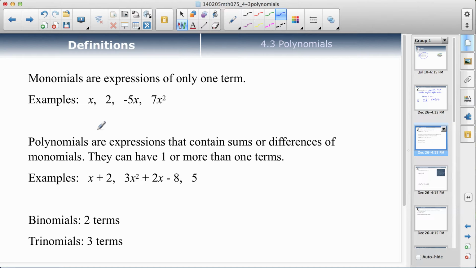So we've also given some names to some of the things. Typically a monomial is an expression that only has one term in it, like x, or 2, or negative 5x, or 7x squared. Each of those by themselves would just be a monomial. A binomial is one where you'd have two terms, like there's a binomial right there. A trinomial is three terms. Looks like that's a trinomial right there. This one only has one term, it would be a monomial.